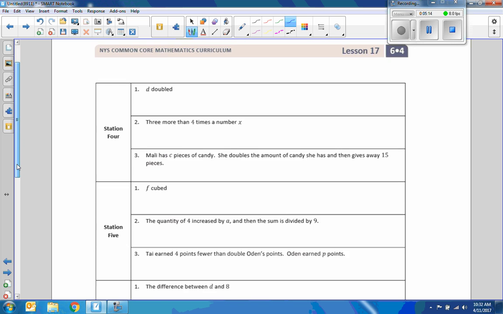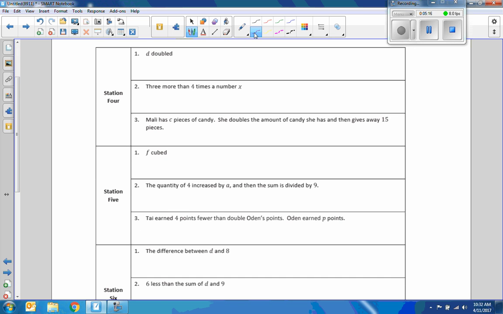Okay, station 4. D doubled, 2D. 3 more than, that's plus. I'm going to go this way because of the word more than. I'm going to start over here. 4 times the number x is 4x, more than 3. 4x plus 3 is the same as 3 more than 4x.